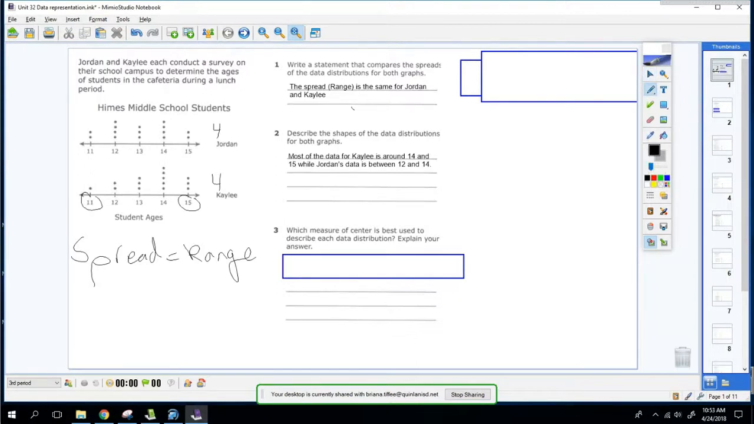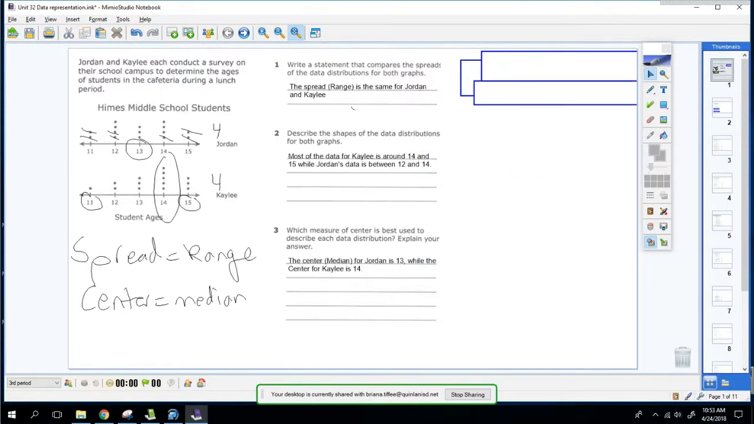Which measure of the center is best used to describe each data distribution? Well, another word for center is median. And remember, the way you find the median is by cutting one off from one side, then one from the other side, side, other side. And when you do that, you get down to the center. So Jordan will be 13, and Kaylee will be 14. So the center, or the median, for Jordan is 13, while the center for Kaylee is 14. Again, you can always pause it if you need to write this down.